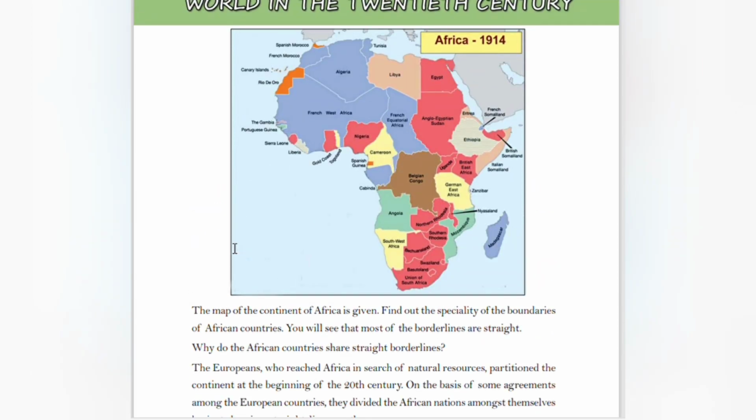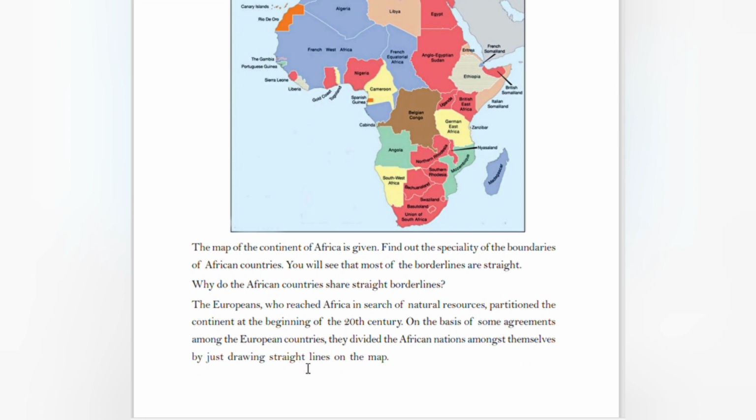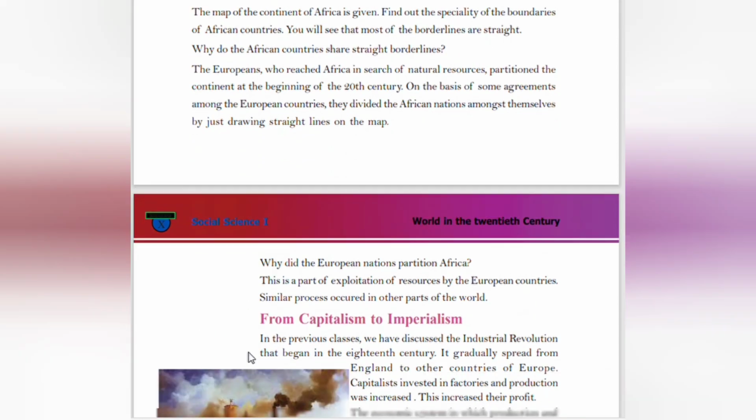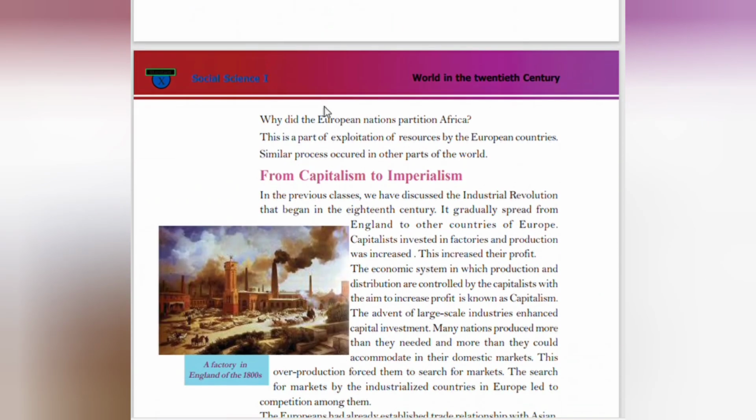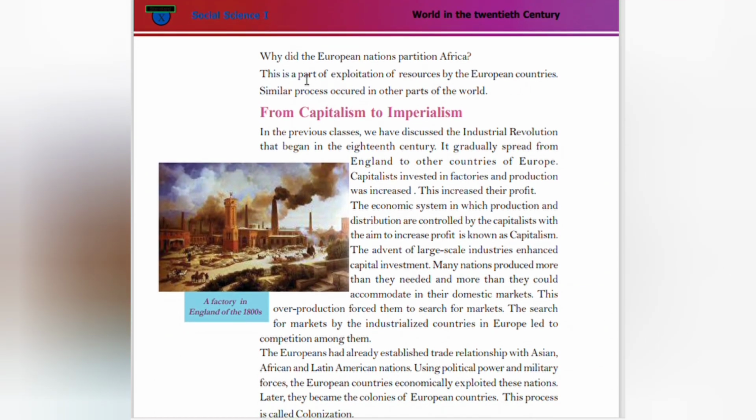The Europeans who reached Africa in search of natural resources partitioned the continent at the beginning of the 20th century. On the basis of some agreements among the European countries, they divided the African nations among themselves by just drawing straight lines on the map. Why did the European nations partition Africa? It is a part of the exploitation of resources by the European countries.